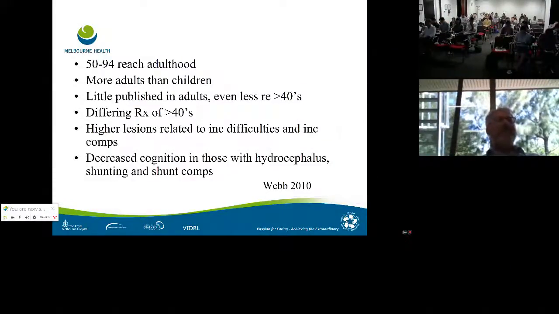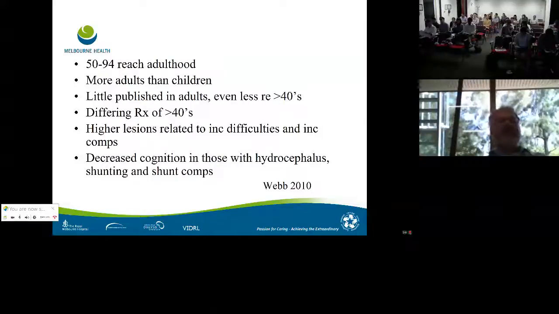Around 50 to 90% reach adulthood. These days, it's very much closer to the 90%. These are figures from Webb's article, which I would strongly suggest if you want to know more. He is one of the major authors, and he produced this paper in 2010. Therefore, there are more adults with spina bifida around than there are children.